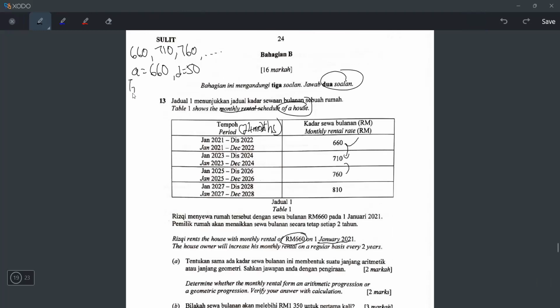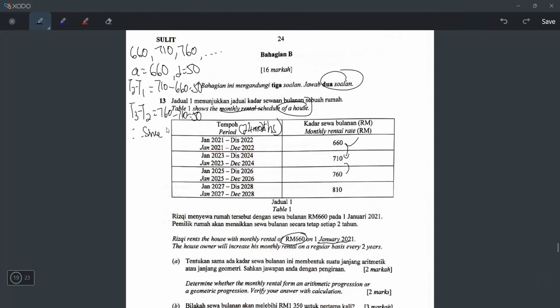Okay, we can do this T2 minus T1, and then we do T3 minus T2. Okay, that's how we show. So T2 minus T1 will be what? 710 minus 660, which is 50. And then T3 minus T2, 760 minus 710, which is also 50. Can you see they give us same value? So now we can say what?